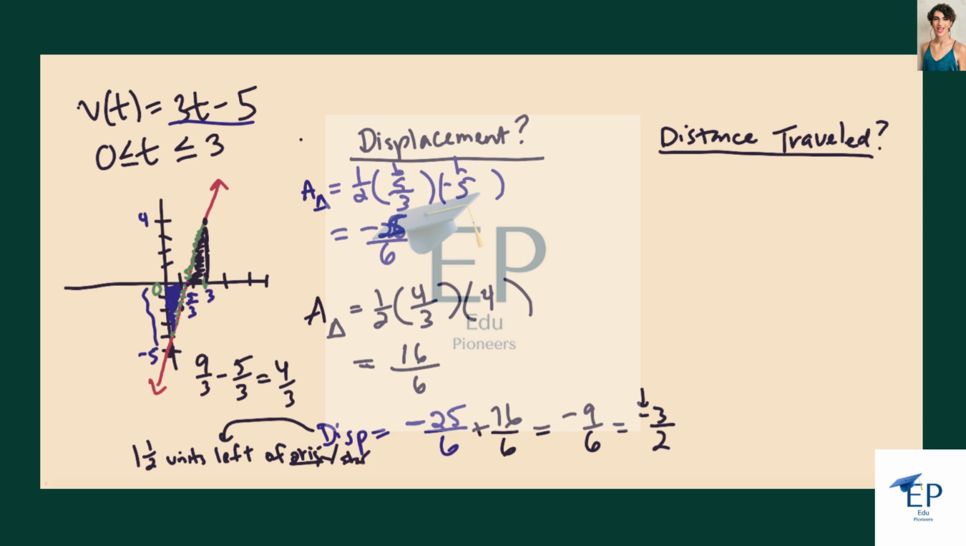And then distance traveled, the total distance traveled. We've done most of the work to answer this. The total distance traveled is literally how much distance was actually covered in the whole entire trip.